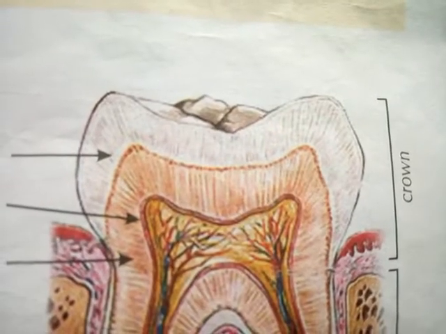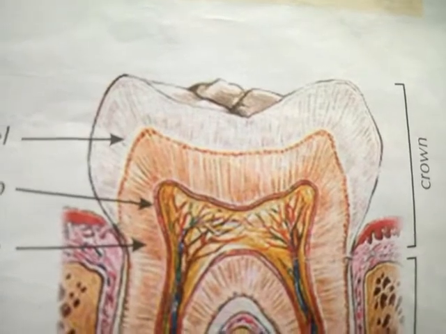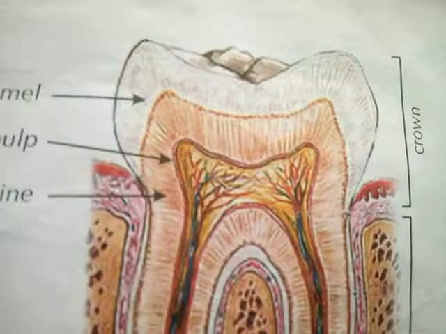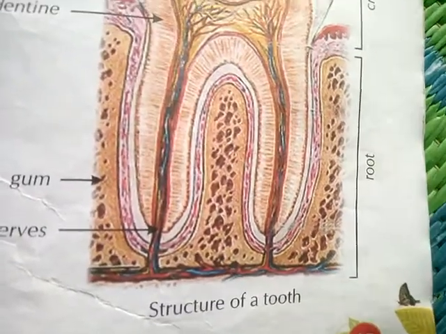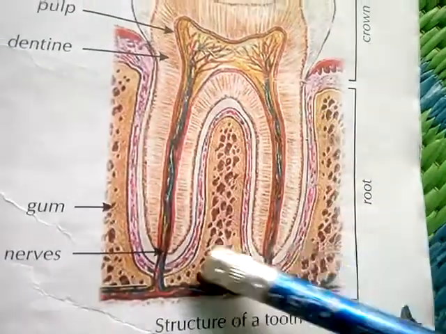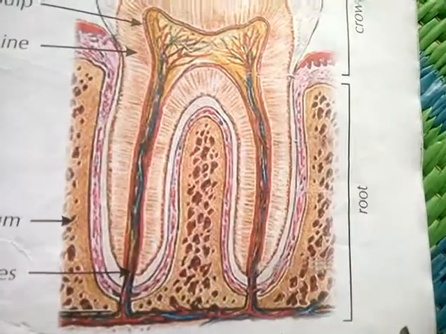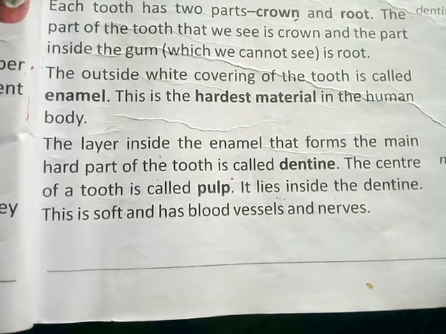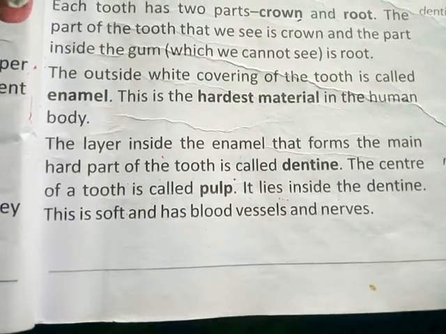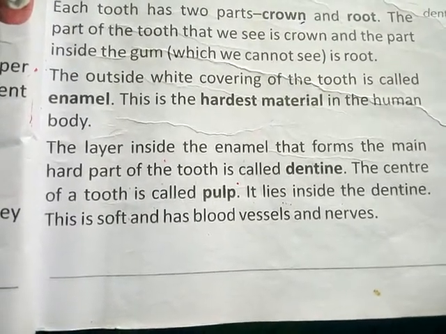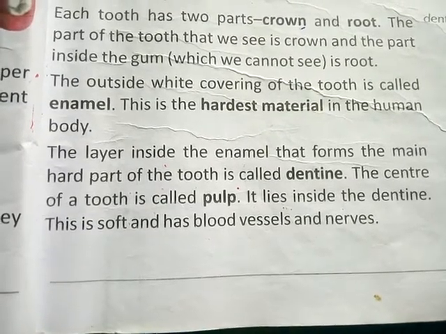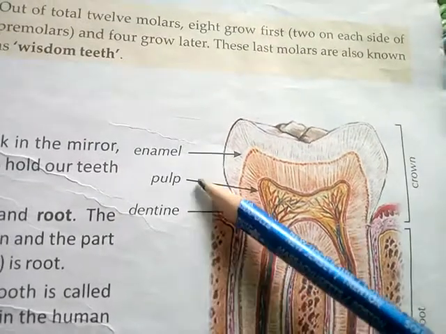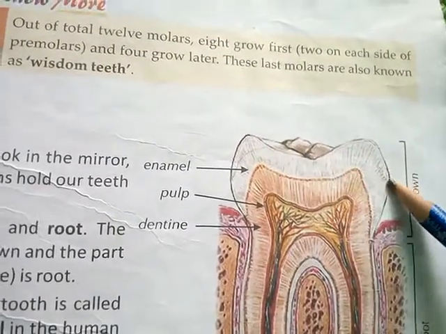Dear students, the part which we can see is known as crown, and the part which we cannot see is known as root. The outside white covering of the tooth is called enamel. This is the hardest material in the human body. In this picture you can see this is the hardest part of the tooth.